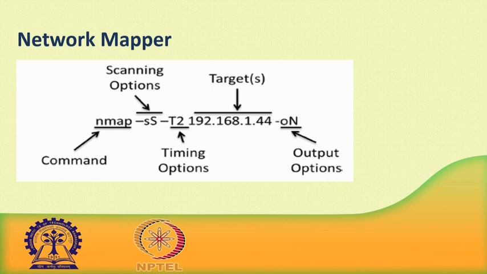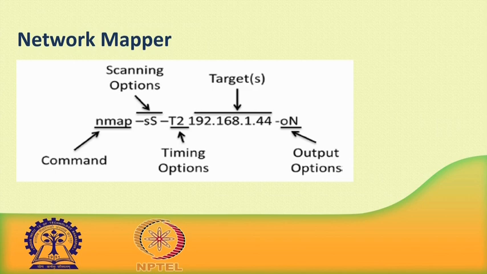Now I am discussing some important scanning options. Dash small s capital S is used for stealth scan. In this type of scan, we basically initiate a TCP connection with the target but never complete the three-way handshake. That's why this is called stealth scan.